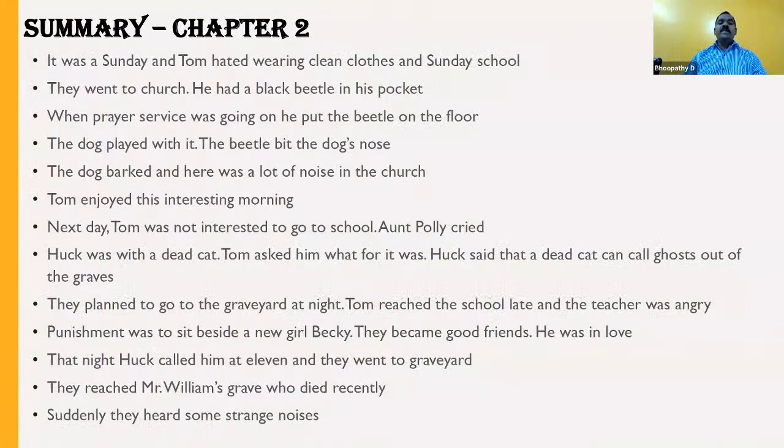And now, let us see the brief summary of Tom and Huck, the second chapter. See, it was a Sunday. Tom hated wearing clean clothes and going to school, especially going to Sunday school. So after Sunday school, they went to church. He had a black beetle, an insect, in his pocket. When prayer service was seriously going on, he put the beetle on the floor. And the dog in the church played with it for some time.